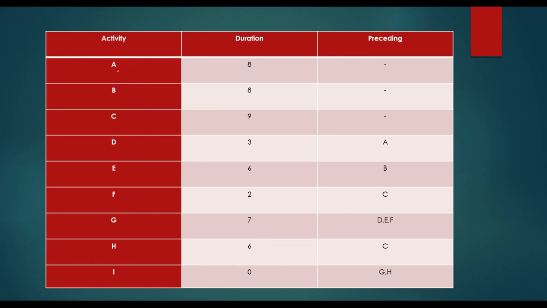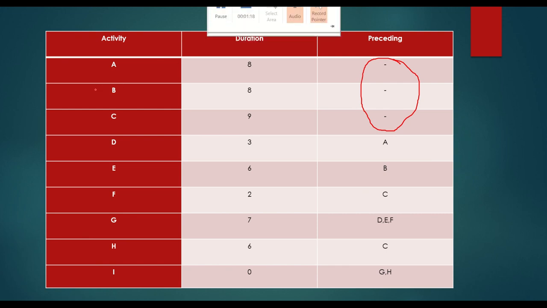So for activity A, there is no preceding activity. For B and C also, there is no preceding activity given to you. So it means for the first three activities, there are no preceding activities. So for the activities where no preceding activity is given, it means these three are the first activities, right?